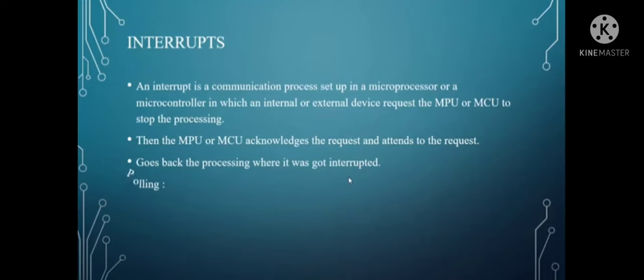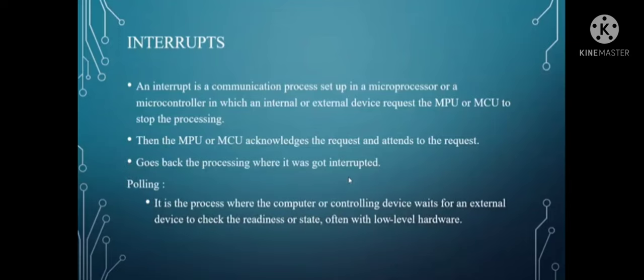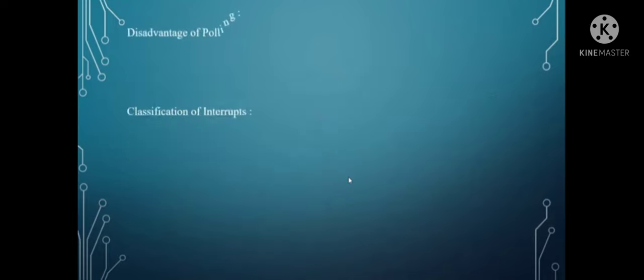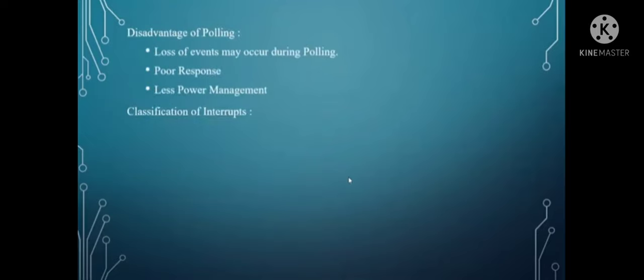Next, what is polling? It is the process where the computer or controlling device waits for an external device to check its readiness or state, often with low-level hardware. Next, what are the disadvantages of the polling method? Loss of events may occur when we use the polling method. Response will be poor. Power management will be less.